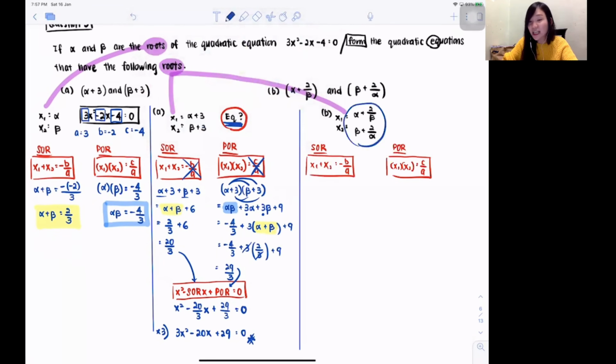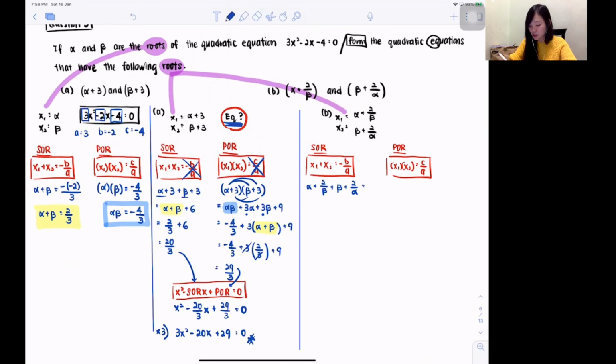X1, X2 is here, yeah? So I just substitute in alpha plus 2 over beta plus beta plus 2 over alpha. Again, I just substitute in my X1, X2, whatever is on top. So what is my b? Don't tell me you know your b. Again, I repeat, don't come here and take this b. This b is for alpha beta, not for you.